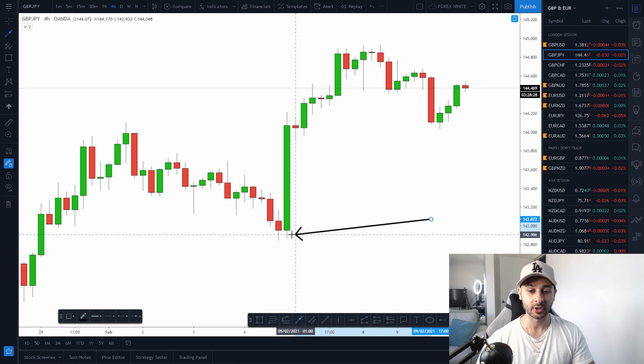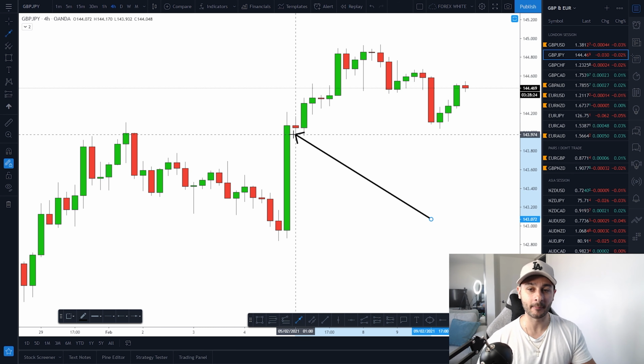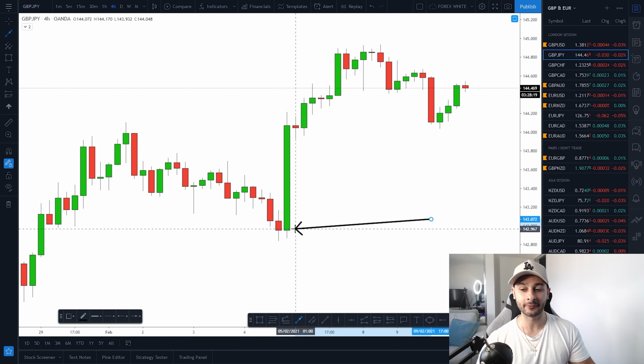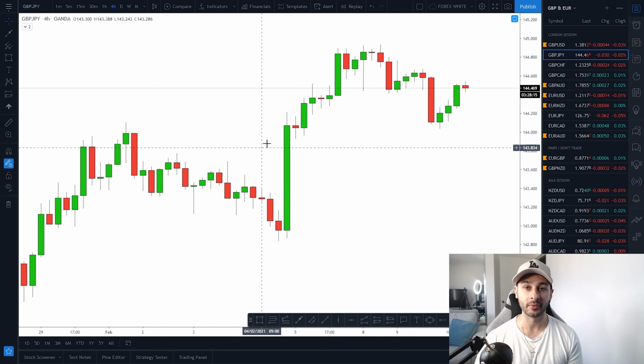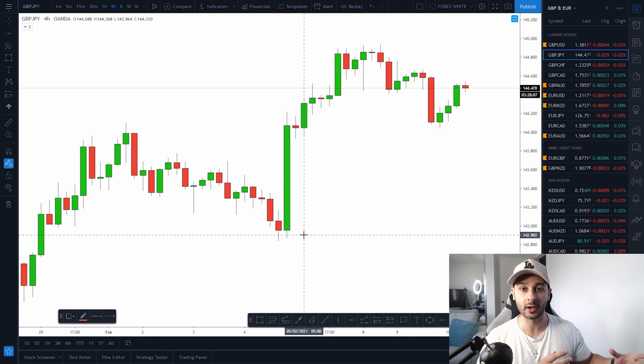Looking at this level, it tells me that buyers are now in control. Buyers are very interested at this level, and going forward, how can we make trading decisions around that information? I'm going to be adding in my own confluences. Like I said at the beginning of the video with a quick disclaimer, we never know what's going to happen next in the market.